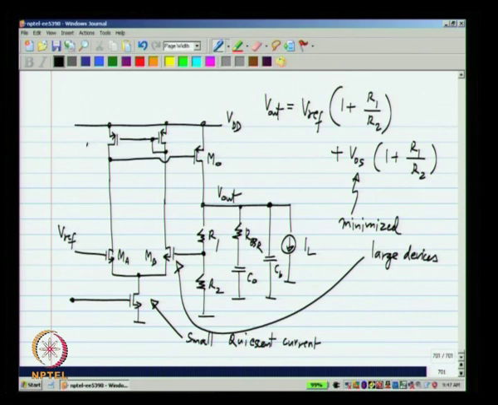Not only these, but also these. All of them contribute to the offset. So that is the standard way of reducing the input referred offset of any amplifier, and that has to be done as well. One of the important criteria of a voltage regulator is its accuracy, and in order to maintain accuracy, you have to use large devices.